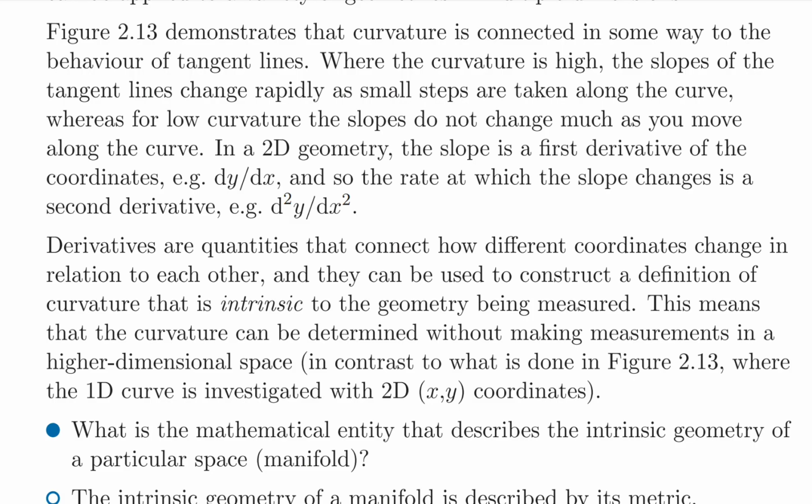In a 2D geometry, the slope is the first derivative of the coordinates, e.g. dy over dx, and so the rate at which the slope changes is the second derivative, d squared y over dx squared. The derivatives are quantities that connect how different coordinates change in relation to each other, and they can be used to construct a definition of curvature that is intrinsic to the geometry being measured. This means that the curvature can be determined without making measurements in a higher dimensional space, in contrast to what is done in figure 2.13, where the 1D curve is investigated with 2D xy coordinates.